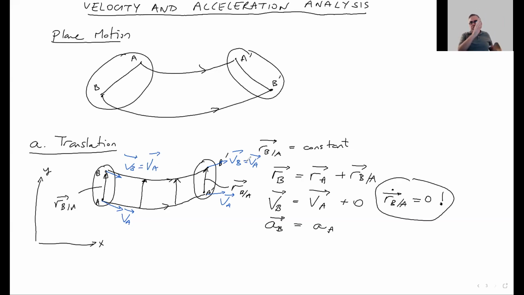This is translational motion. It can be rectilinear or curvilinear translation, but it's a translation. All the points move with the same velocity and the same acceleration. Okay, we know this. This is the simplest mode of rigid body motion. By the way, we are talking about plane motion of rigid bodies, okay, rigid body motion, not a particle motion. Rigid body means a real body, not just a single point like a particle, okay?